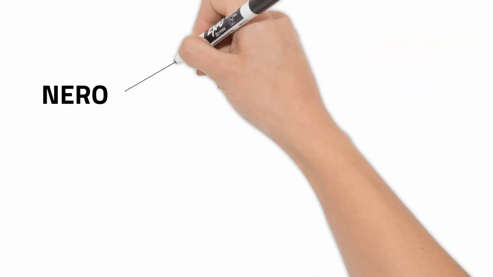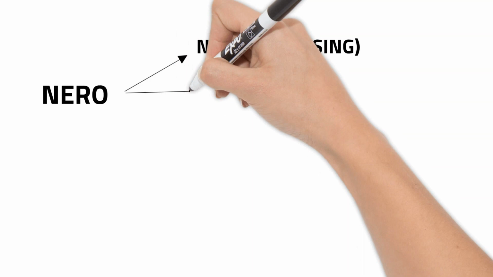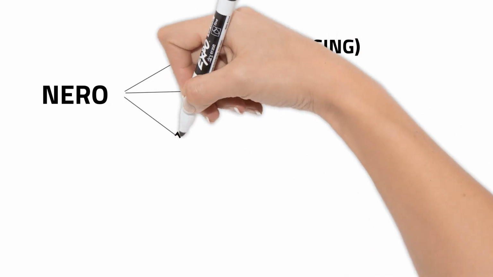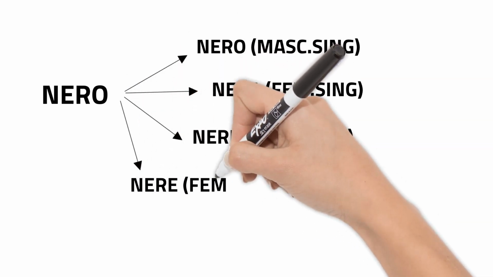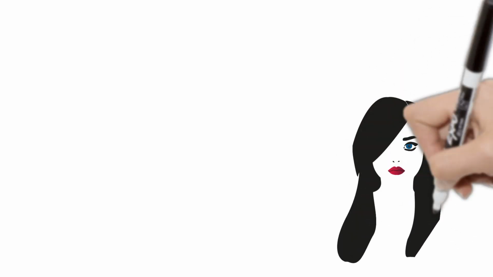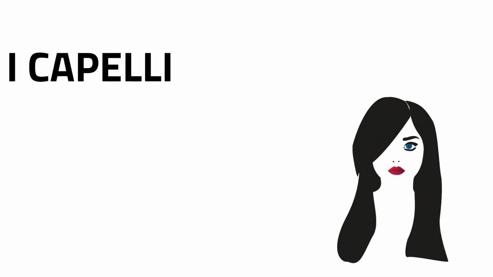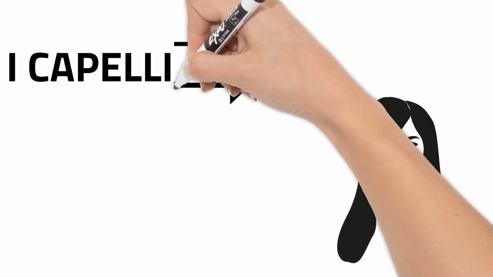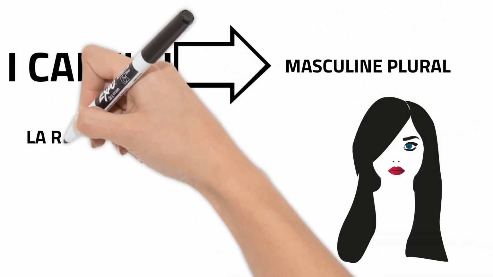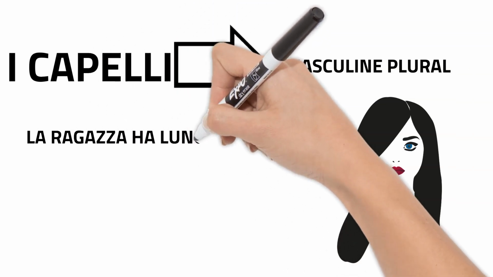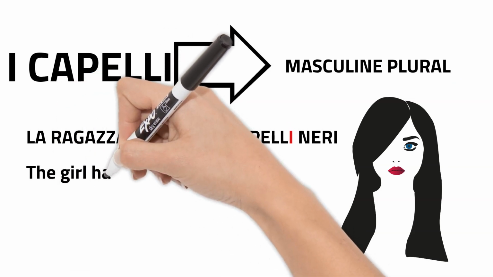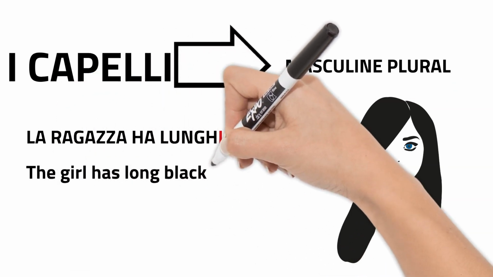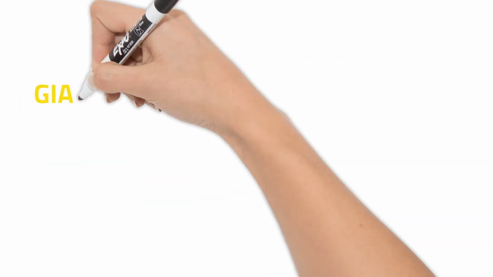Our next color is nero, black, being masculine singular. Nera, feminine singular. Neri, masculine plural. And nere, feminine plural. Let's see our new example. Over here we have a girl with long black hair. So the word here is capelli, which means hair. Capelli in Italian is masculine plural. Let's make an example. La ragazza ha lunghi capelli neri. In this sentence, capelli and neri agree to each other, even though I underlined lunghi, which also agrees.